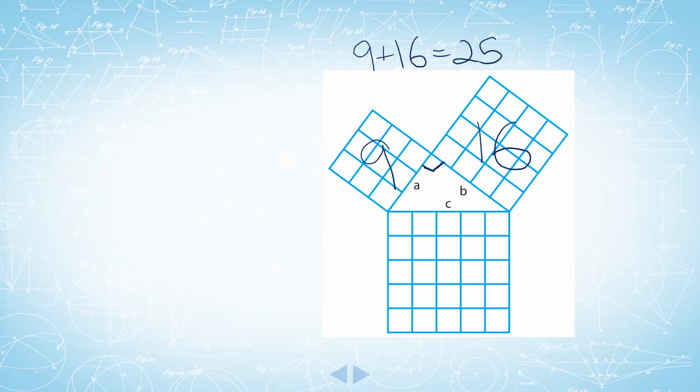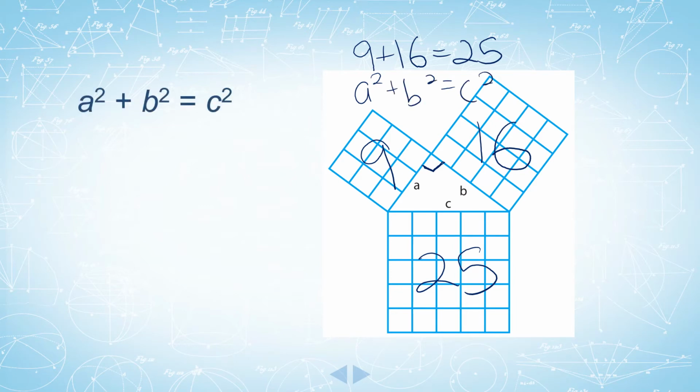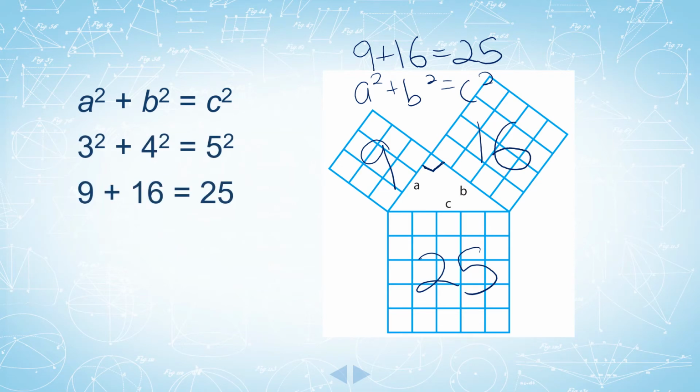That should equal the square of the hypotenuse. 1, 2, 3, 4, 5. 5 squared is 25, and that is correct. So this is one way to visualize how that works. A squared plus b squared is equal to c squared, and I think that might be written out here. Yep, 3 squared plus 4 squared is equal to 5 squared, and that's how we can visualize the Pythagorean theorem.